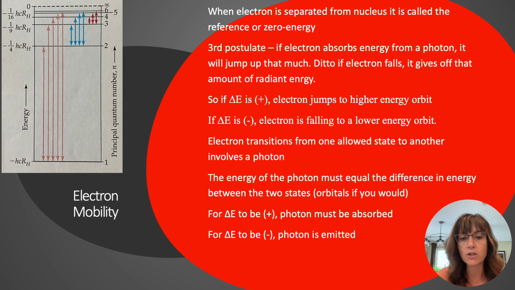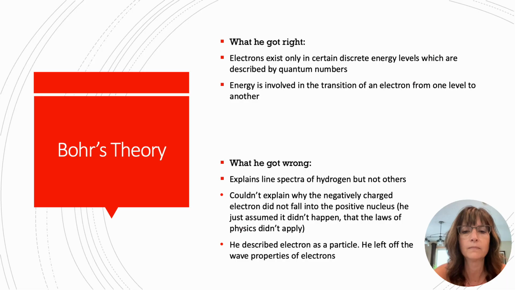The electron transition from one allowed state to another involves a photon. Electrons just don't move on their own. Something needs to give them energy, which we will look at in a POGL. The energy of the photon must equal the difference in energy between the two states. If you want it to jump between 2 and 3, you need to give it that much energy. And again, if the change in energy is positive, it means that the photon is absorbed, which causes it to jump up. If it's negative, the photon is emitted and it falls down.